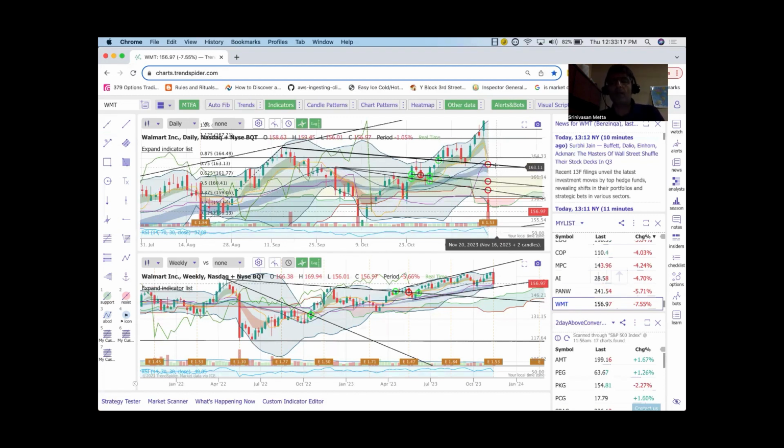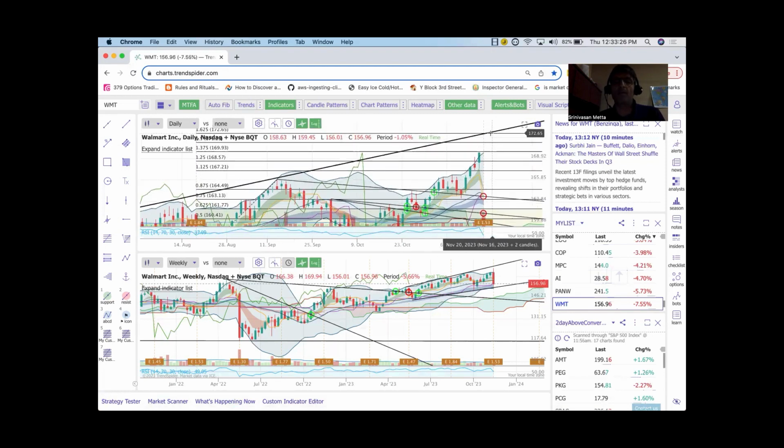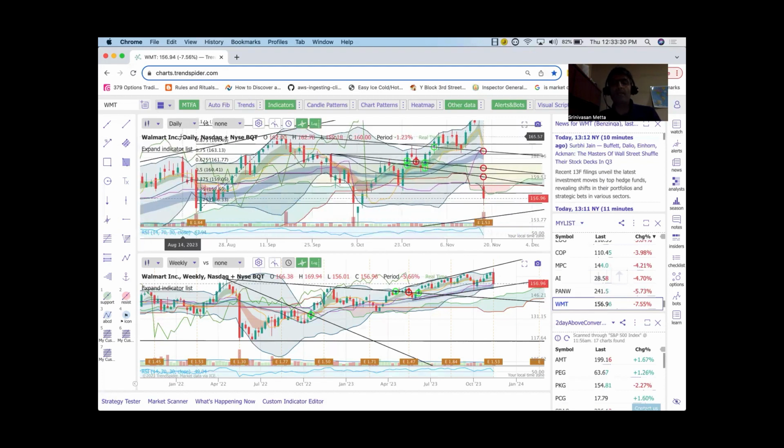But you can start scaling it in. Once it crosses this level, then we might be seeing a bigger move, which is going to the 162.5% retracement, which is 172. So that is what we are expecting for Walmart, but it might take some time.